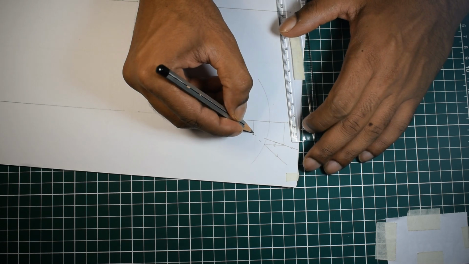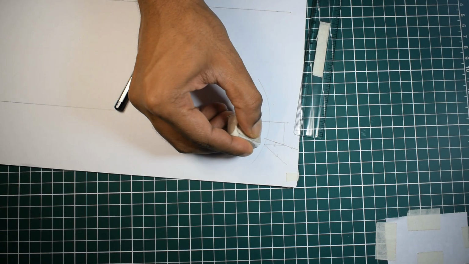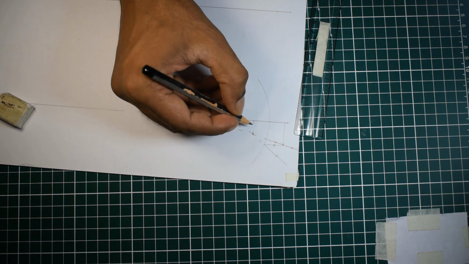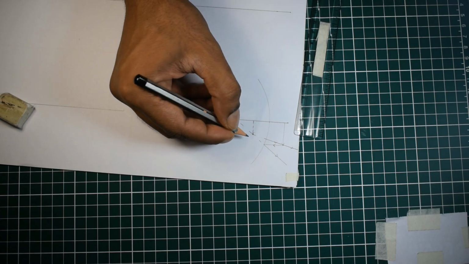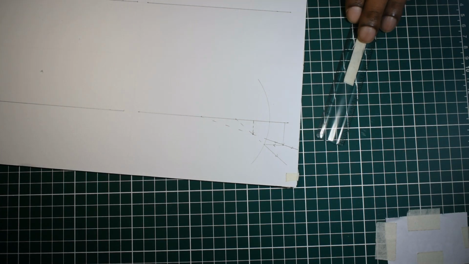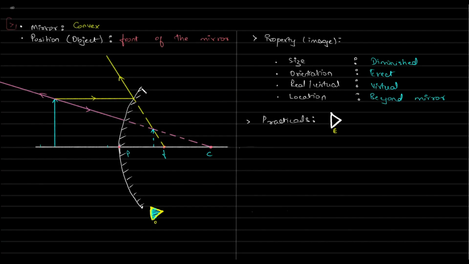Okay, so you can see a diminished, erect, virtual image behind the mirror. So it is imaginary, right? It's not a real image. It's a virtual image, so it cannot be captured on the screen. Again, I have not labeled all of this and I made a mistake over here. I had not marked the mirror actually. So that was one mistake and labeling has to be done. Even this has to be labeled: A, B, and this is A dash and B dash. Okay, so this is your basic diagram.